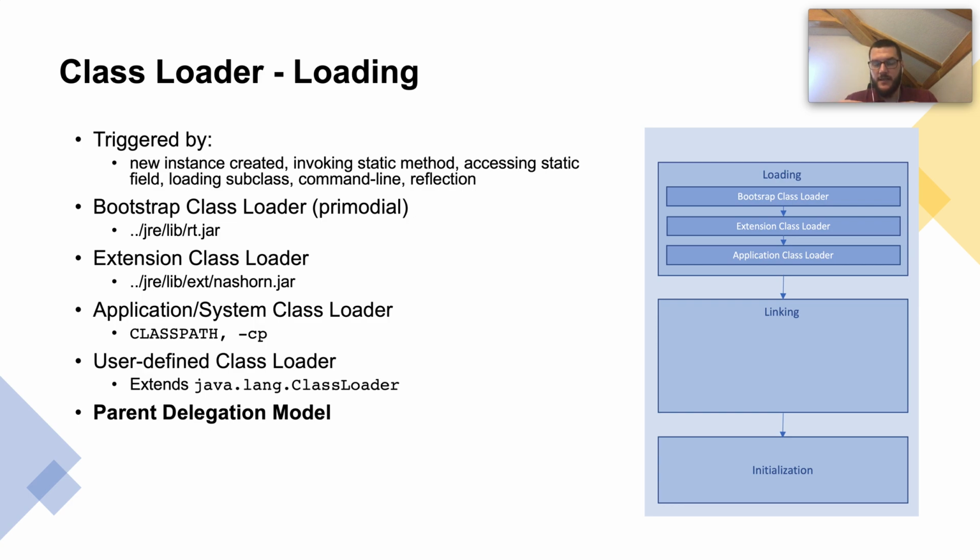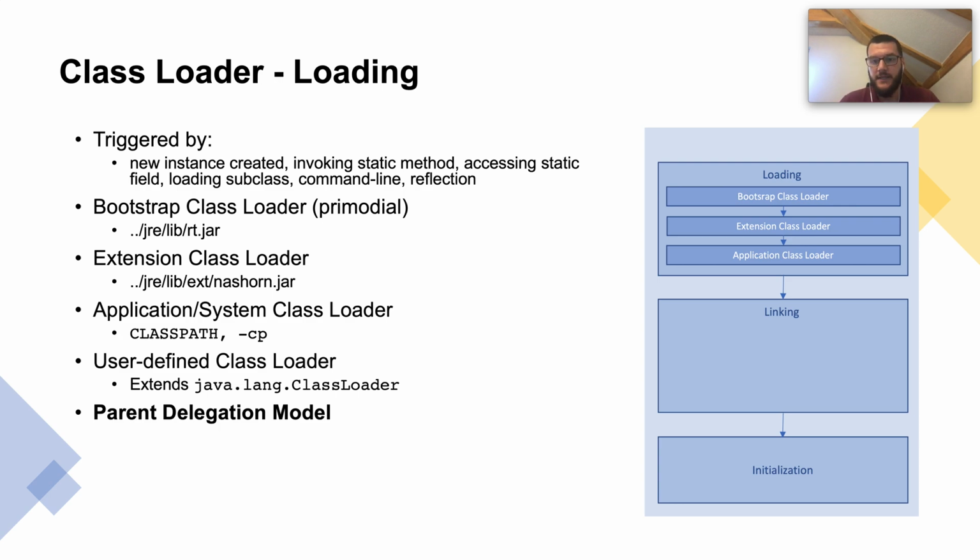When the search request comes to the bootstrap class loader, it will try to find it. If it finds the class, it will be returned. If the bootstrap doesn't find the class, it will then delegate the search to its child, the extension class loader, and so on until the class is found, or to the point of the class loader where the initial request came from. So it doesn't have to be the application class loader. Maybe it is some user-defined class loader as well.